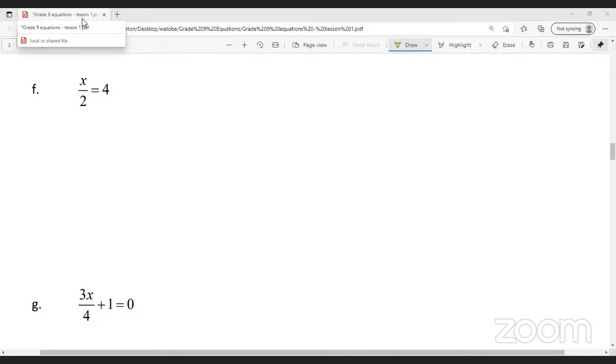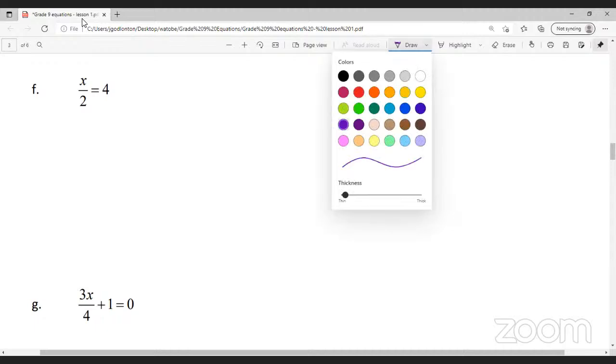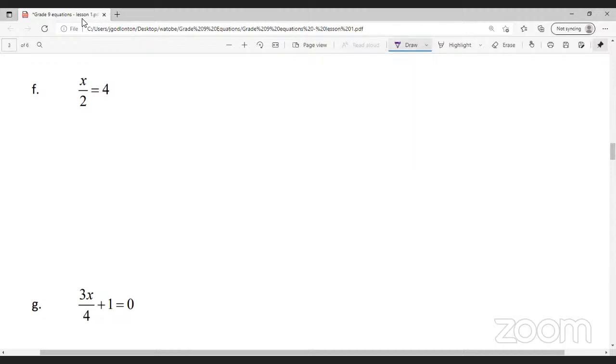Ma'am, yes. For F, would it be 8/2? It wouldn't be 8/2, but your 8 is really good. So what you've seen here is that this is actually x divided by 2. So you knew that that needed to move up. But when that guy moves up, it's just going to become 4 times 2. So x will be equal just to 8.